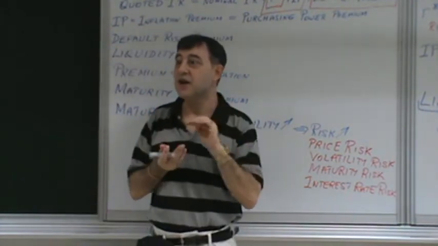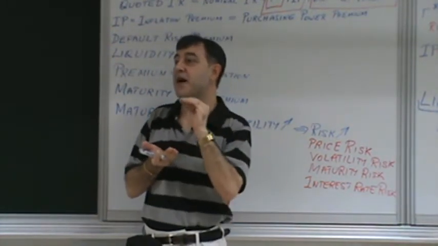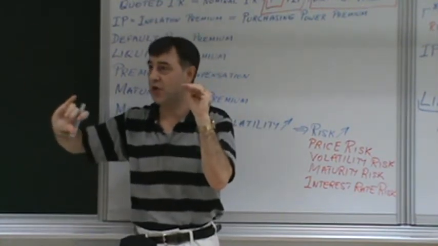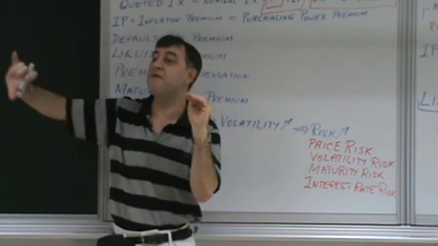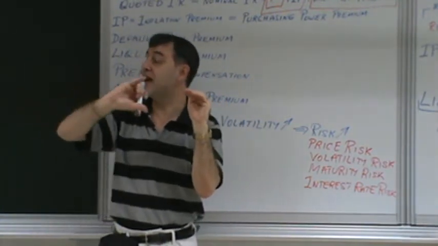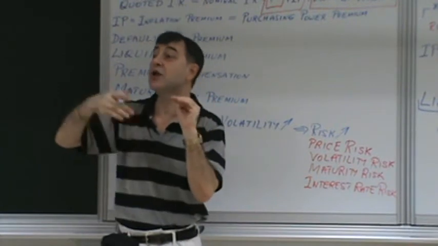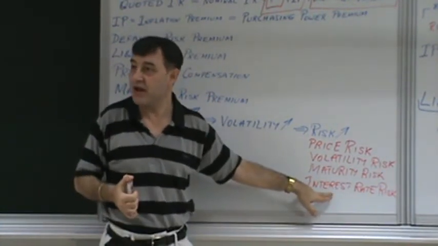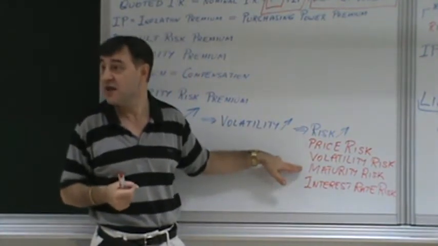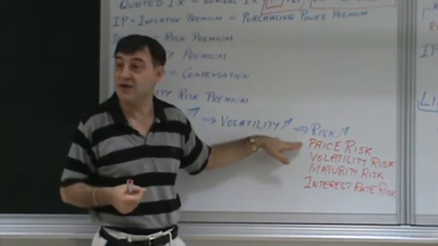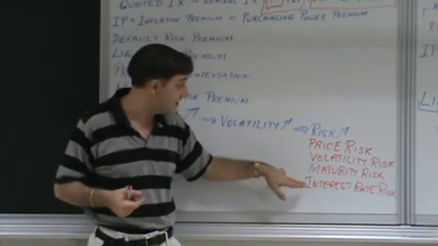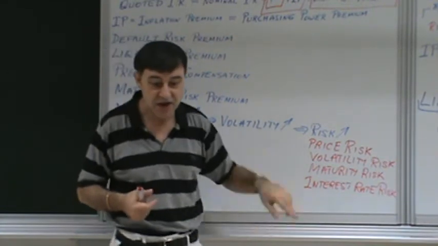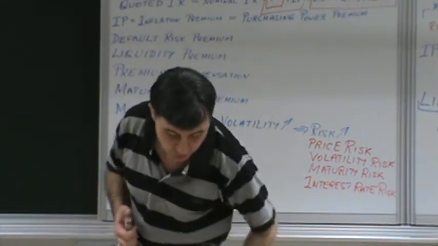Let me explain. When interest rates rise by 1%, a two-year bond is going to fall twice as much as a one-year bond. And a five-year bond is going to fall five times more than a one-year bond. So the longer the maturity, the greater the interest rate risk. Interest rate risk depends on the maturity, and it determines volatility and price risk. So this is interest rate risk.